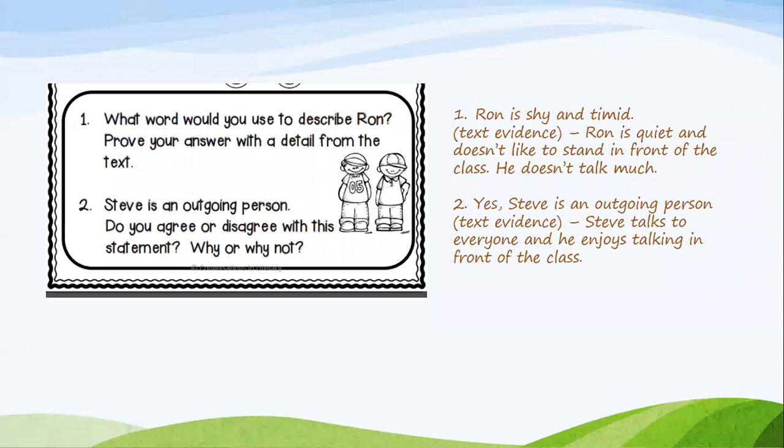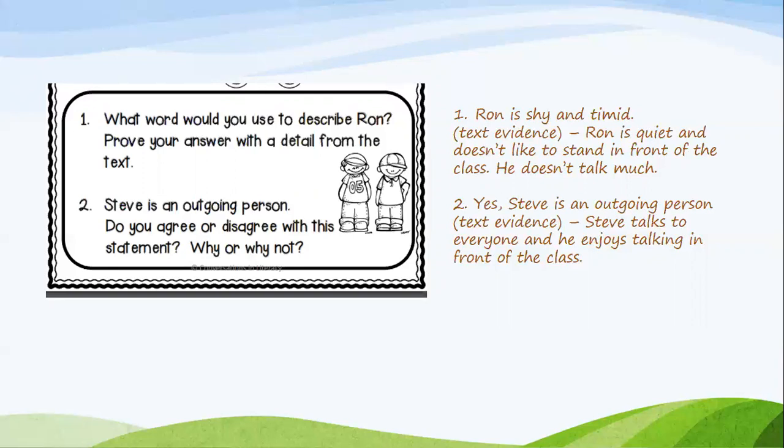Okay, so we're going to start with what word would you use to describe Ron? Well, if you look over to the right, I've jotted down some answers. I think Ron is a shy and timid kid. And what is my evidence? How do I know this? I've got to look at the text to find clues to help me realize what type of character Ron is. Well, my clues are Ron is quiet and he doesn't like to stand in front of the class. He doesn't talk much. All of these show me that he is a shy and timid person.